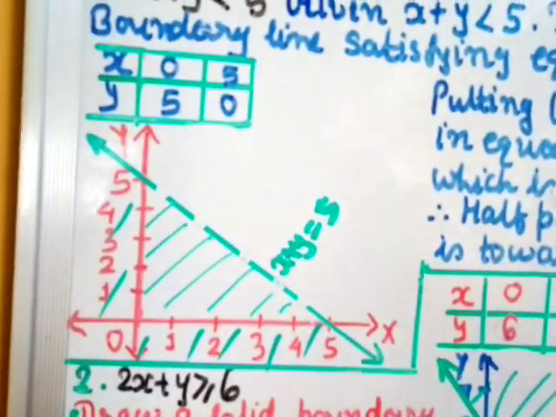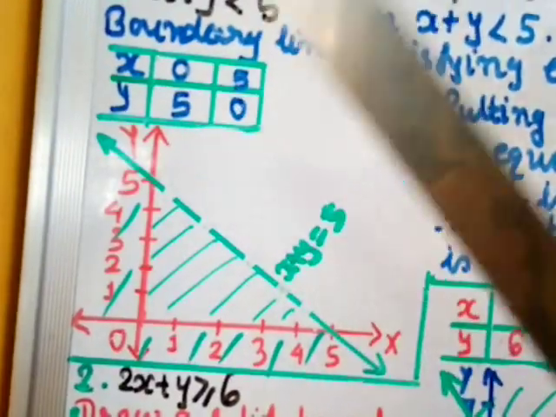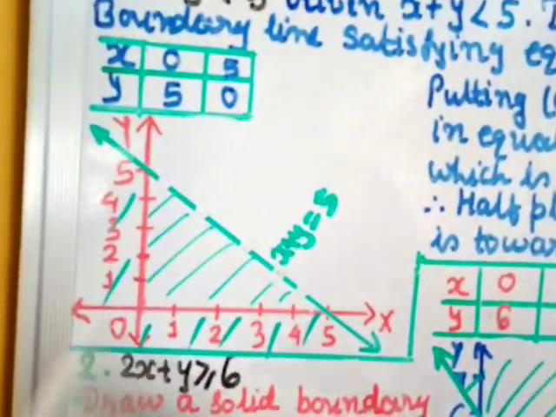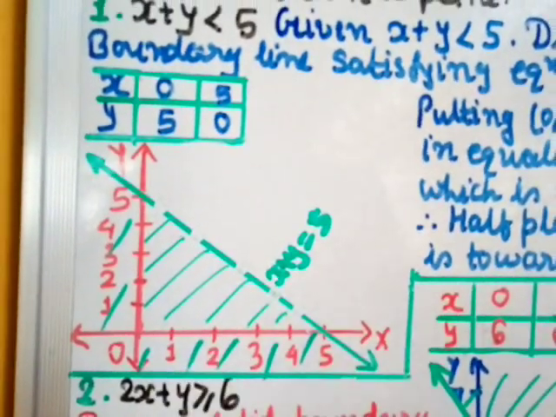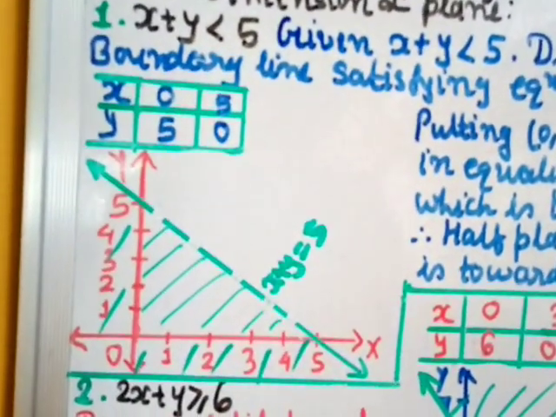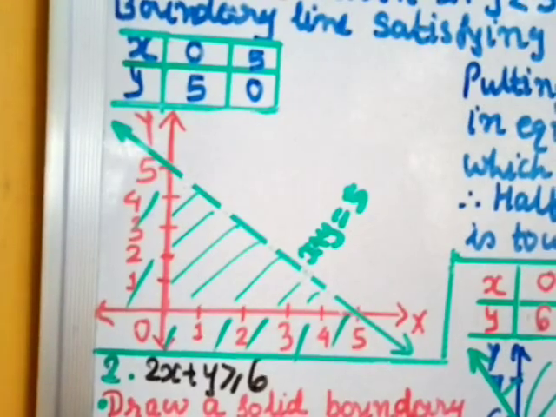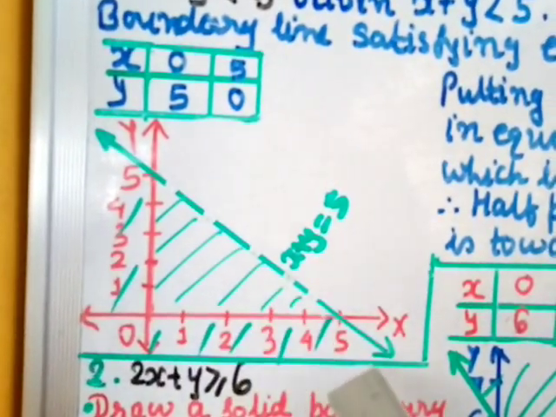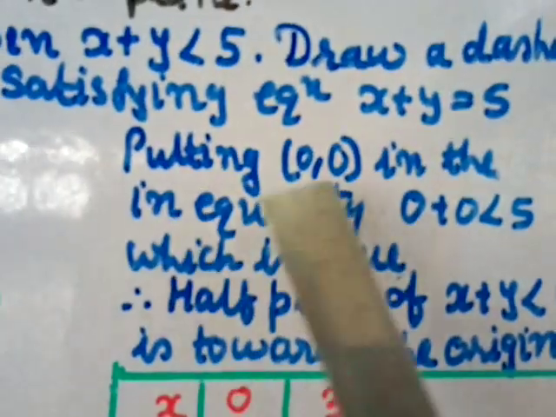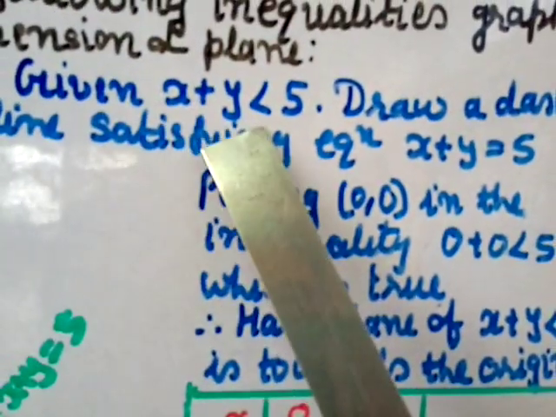Now you have to check whether this line is dividing the plane into two parts, one the upper part and one the lower part. We have to see whether the lower part is the solution or the upper part. For this we take the origin and put it in this inequality, and check whether it satisfies the inequality. If it satisfies, then we will say that the origin is in the half plane of the solution. So let us write here, putting (0, 0) in the inequality: 0 plus 0 less than 5.